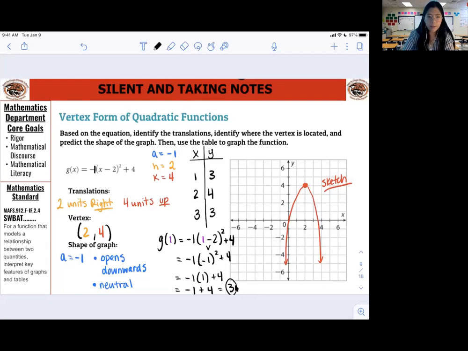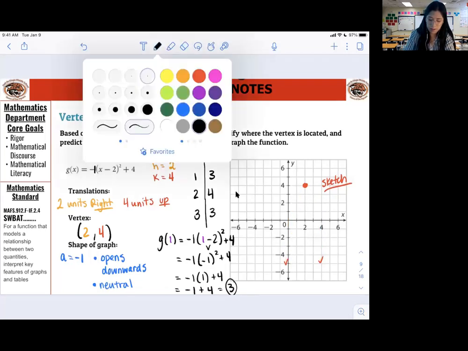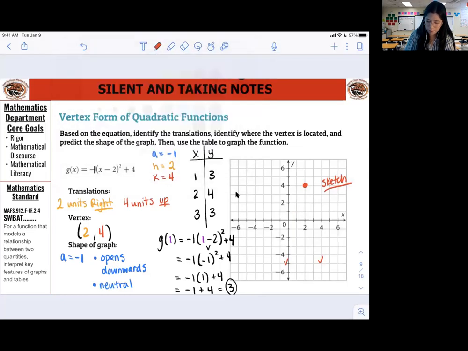And let's go ahead and put that down. 1 comma 3 and 3 comma 3. Hey, I was pretty good. This was not bad. I think I made mine just a little bit skinnier than I was supposed to, but my sketch wasn't too bad. There it is, my final answer. So we've done this 3 times now. Hopefully it's getting easier and easier.